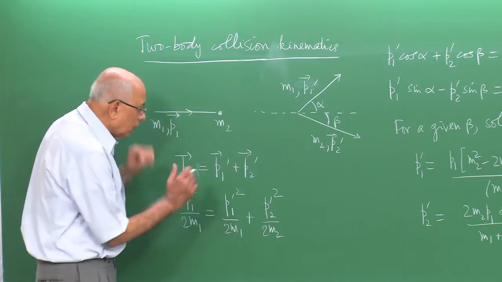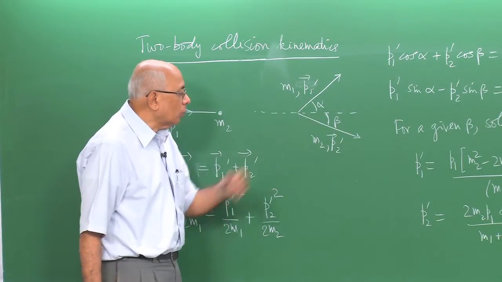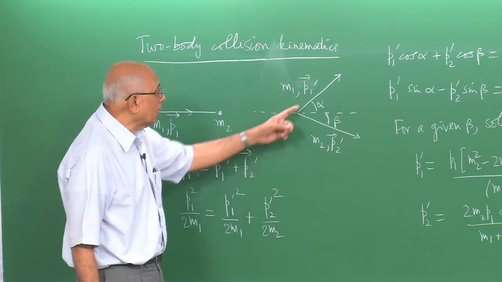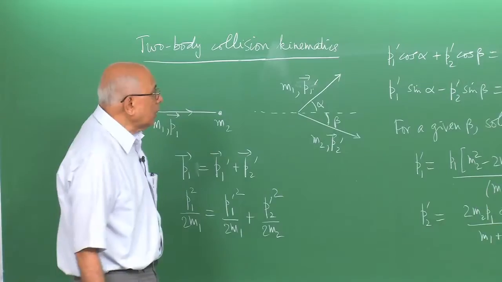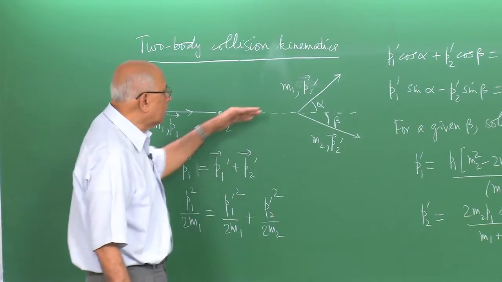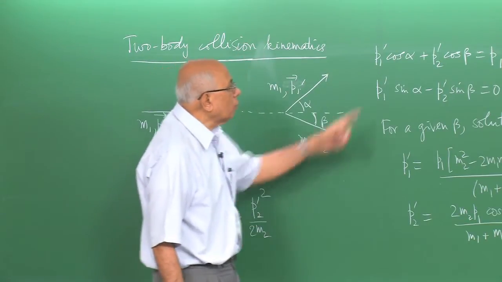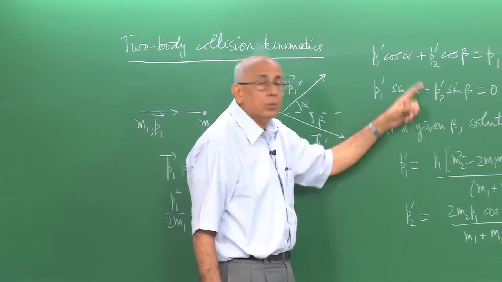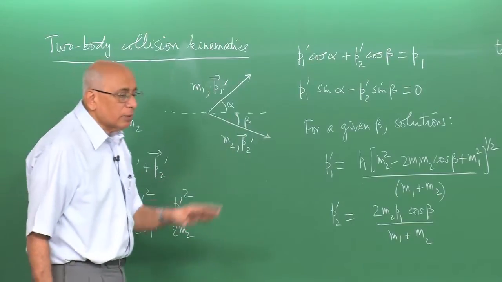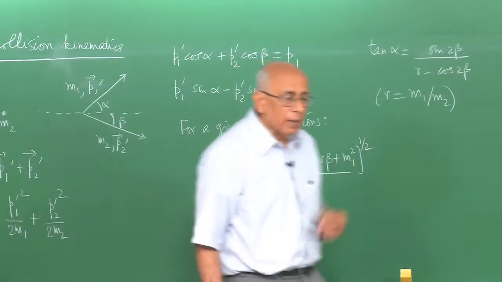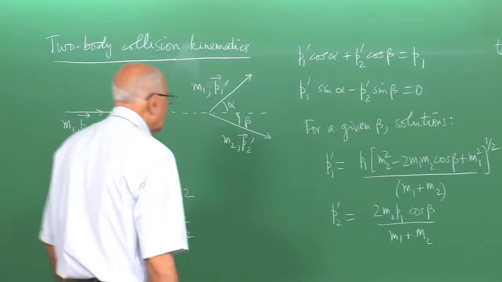So subject to these two equations, we need to find out, for instance, what p1 prime and p2 prime are in magnitude and direction. In other words, we need to find the magnitudes of these vectors as well as alpha and beta. Now, as I pointed out, when we resolve these vectors along the direction of p1 and perpendicular to it, you have two equations, given by these two equations here. Together with energy conservation, they form three equations for four unknowns: p1 prime, p2 prime, alpha and beta, and there is no way you can solve uniquely for all four given just three equations.